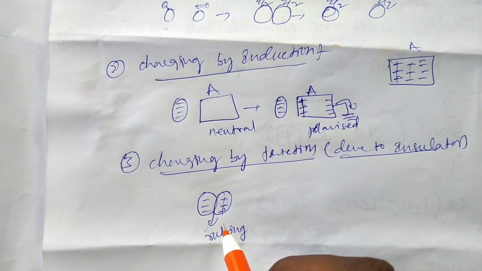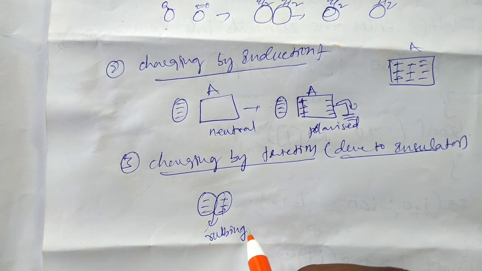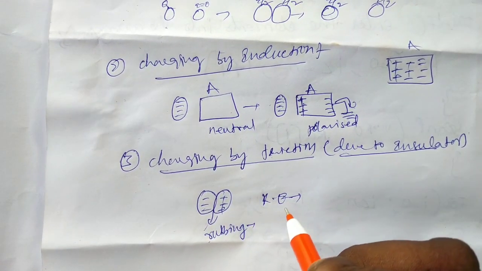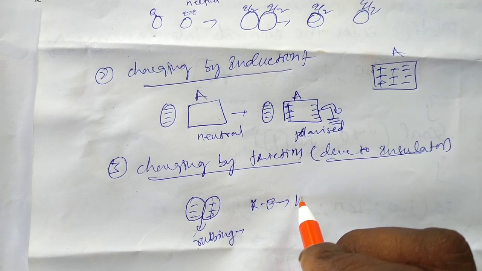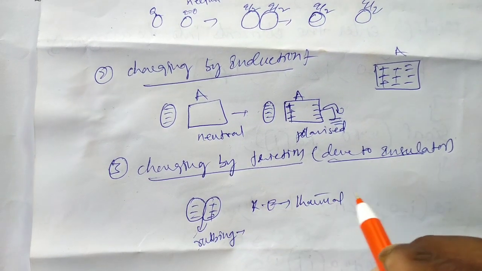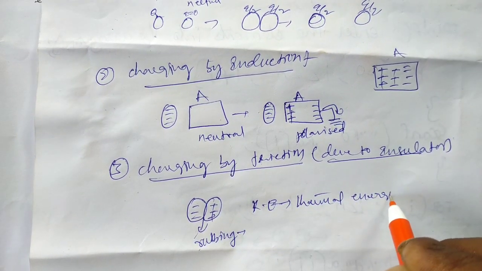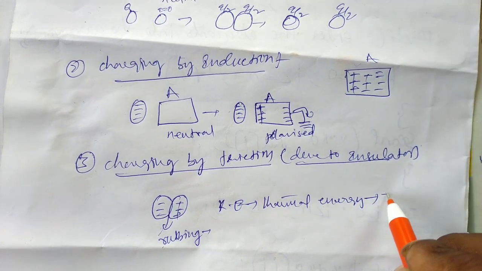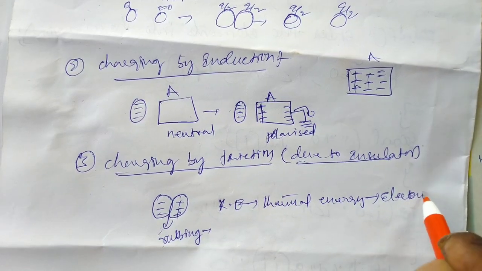Here in rubbing, two bodies are rubbed, so kinetic energy is transformed into thermal energy. This thermal energy is converted into electrical energy.